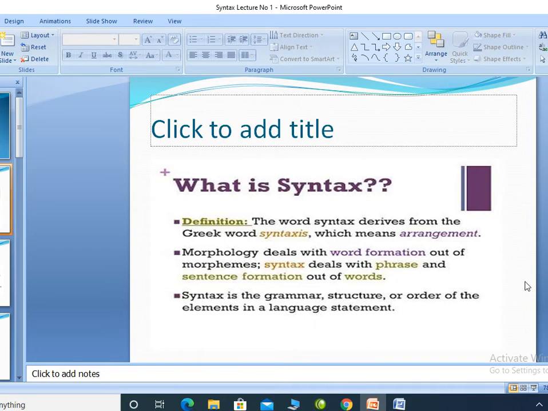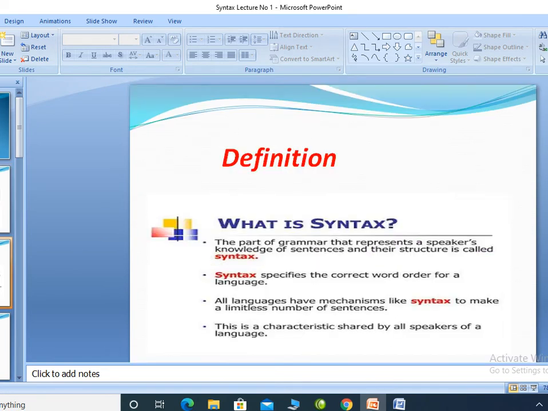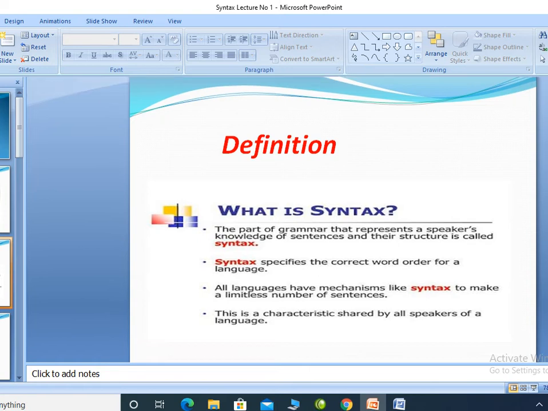Syntax deals with phrase and sentence formation out of words. Syntax is the grammar, structure, and order of the elements in a language statement, right? Another definition: the part of grammar that represents a speaker's knowledge of sentences and their structure is called syntax. So these are the downloaded images. Syntax specifies the correct word order for a language. This is very important, that you should know the correct word order. We are in need of learning the syntax.